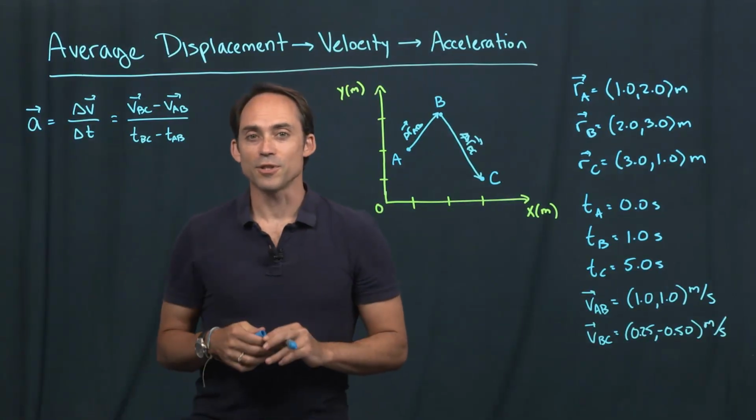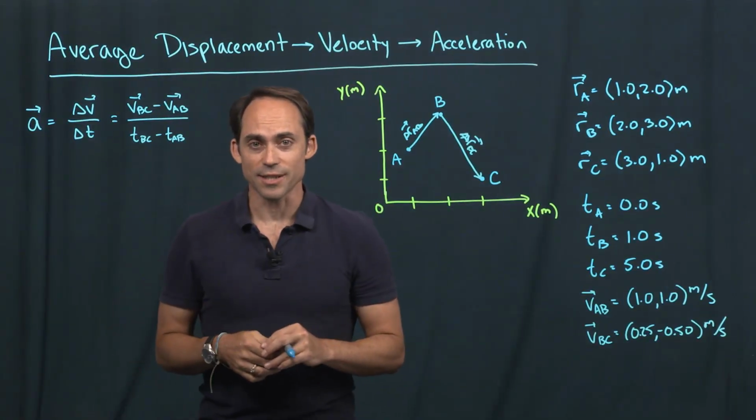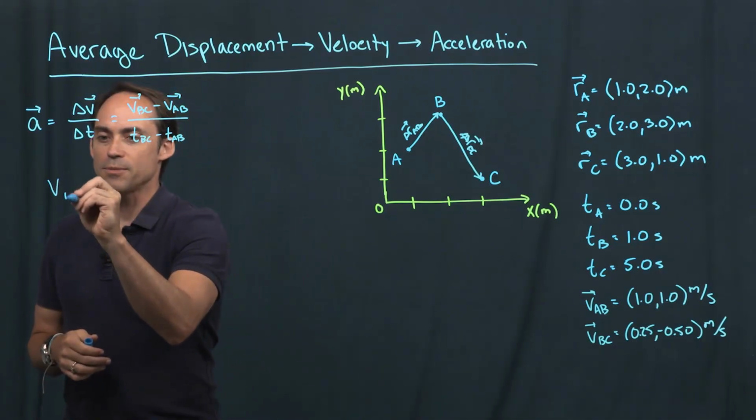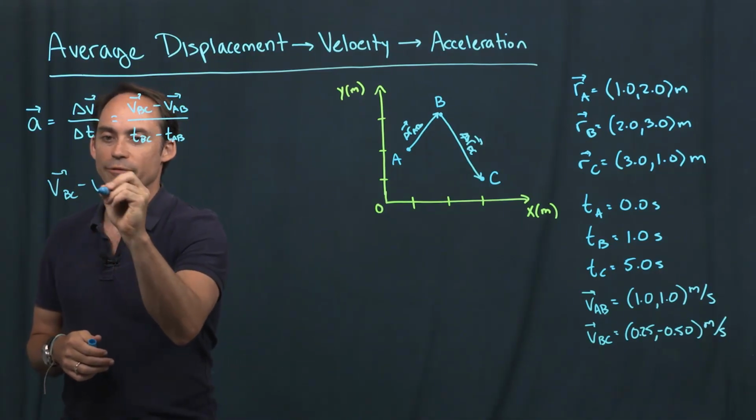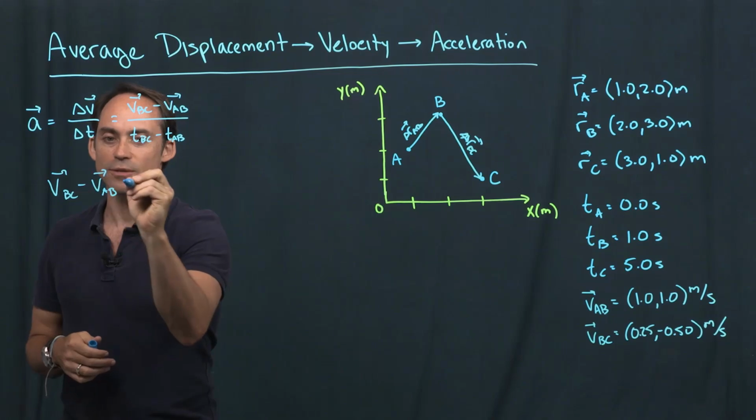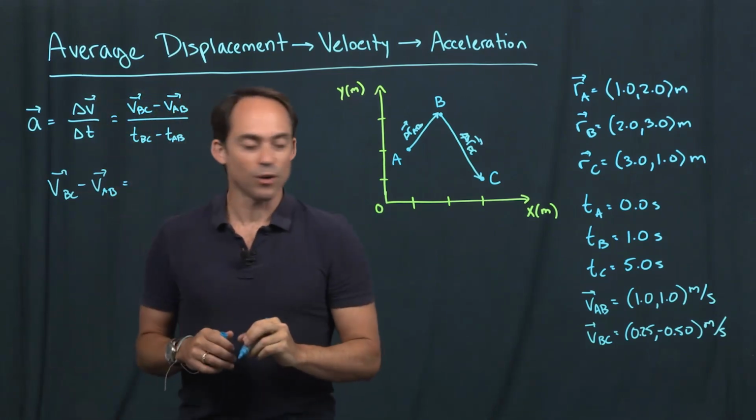So let's start by first calculating our difference in velocities, and we're going to follow our best practices again for vector addition and subtraction. All right, we're going to write these down in their coordinates.